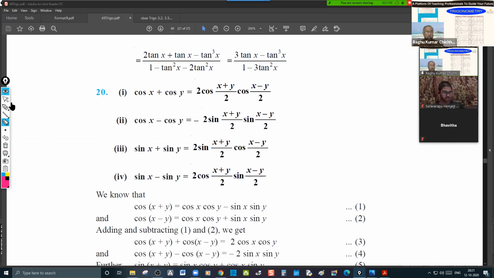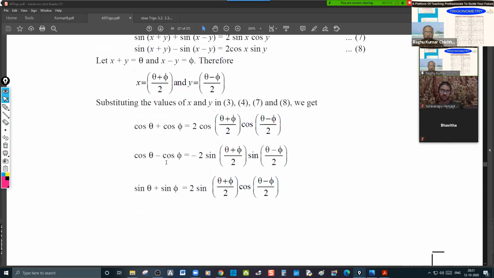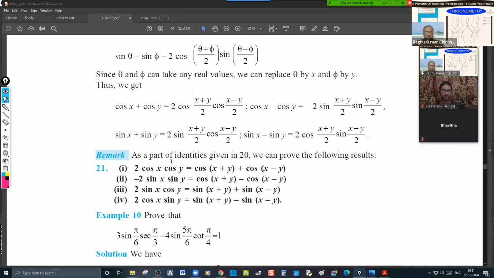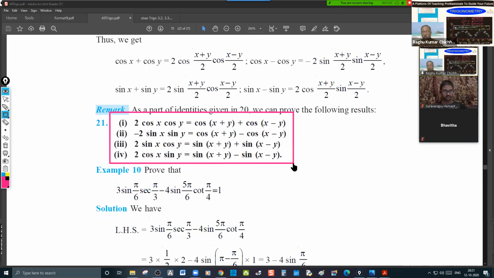Now, after this, this is also transformations. This part is also transformations. Here also, the product to sum. Product to sum. Sum means subtraction also we'll consider. So that's the reason why these are said to be transformations.